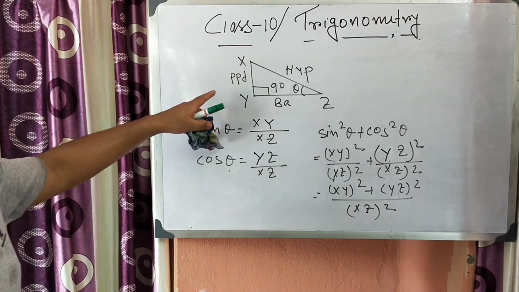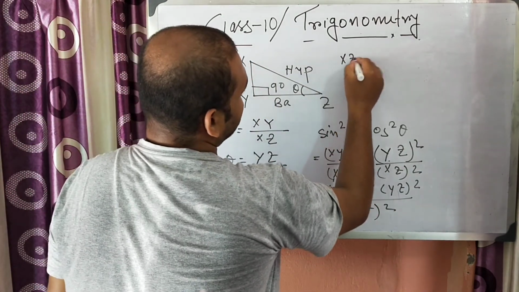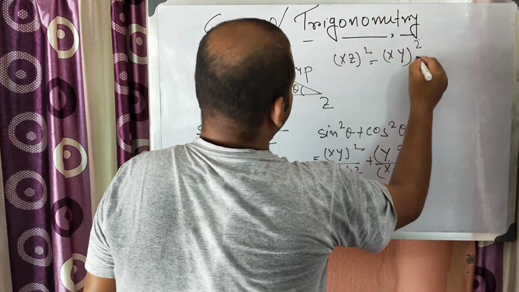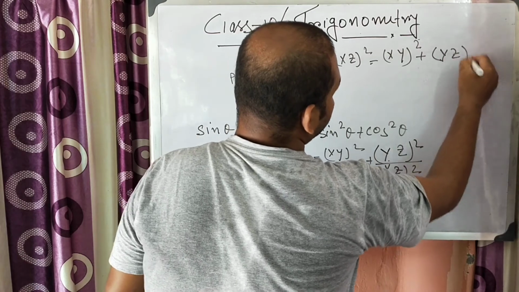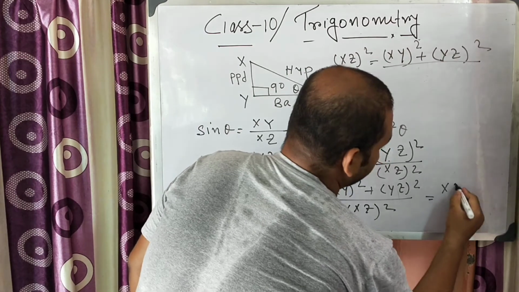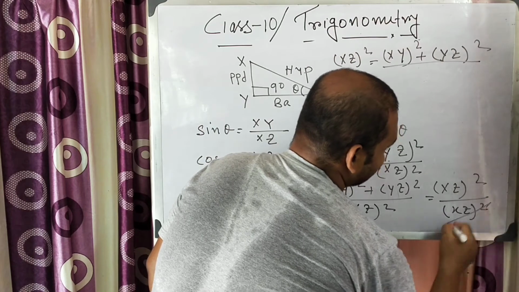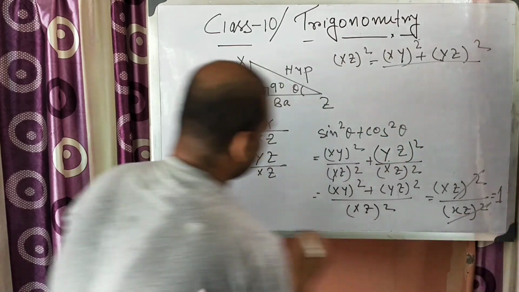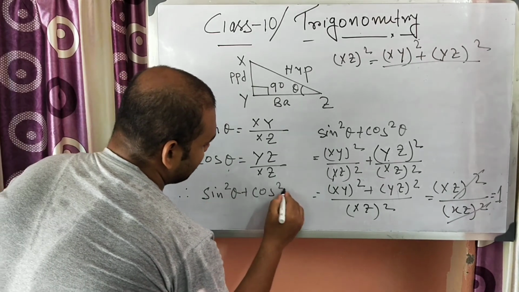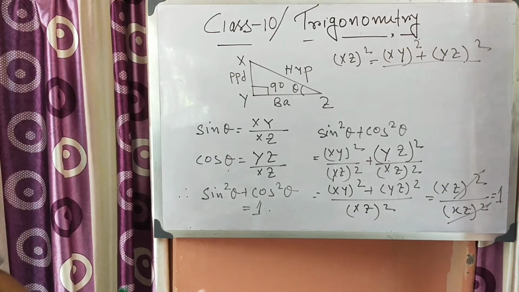Now remember the Pythagoras theorem. It says hypotenuse square, that is xz whole square, is equal to perpendicular square, that is xy whole square, plus base square, that is yz whole square. So xy whole square plus yz whole square can be replaced by xz square. Then xz square by xz square cancels out and it becomes 1. So sin square theta plus cos square theta is equal to 1. This is a particular identity.